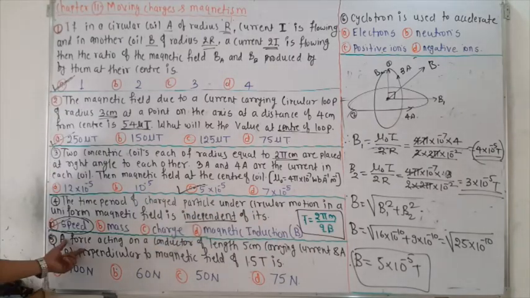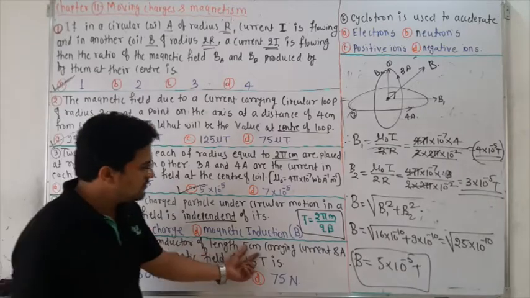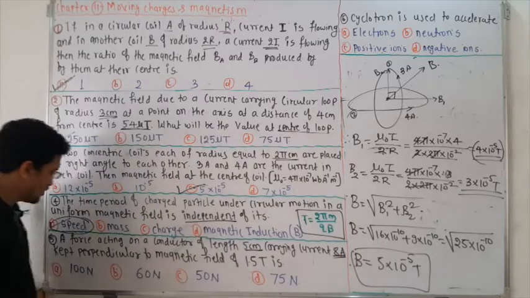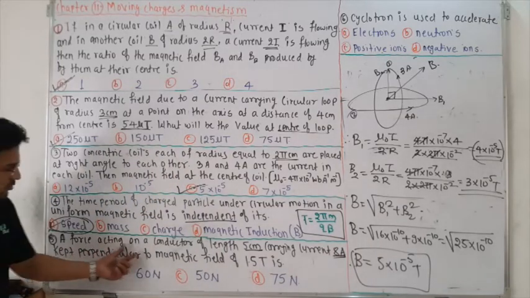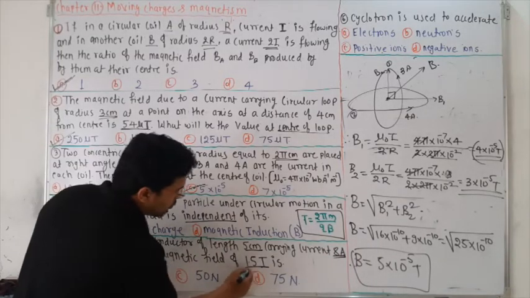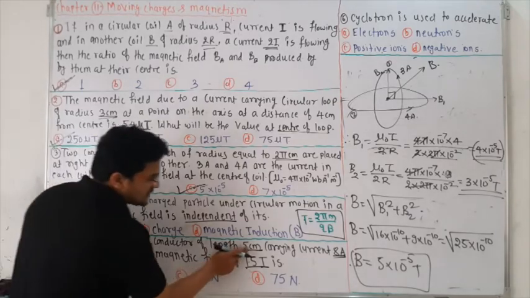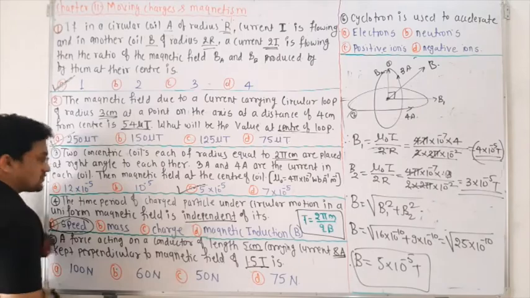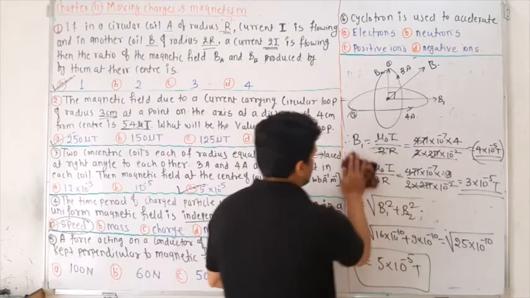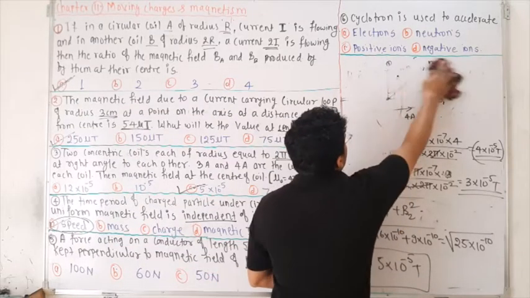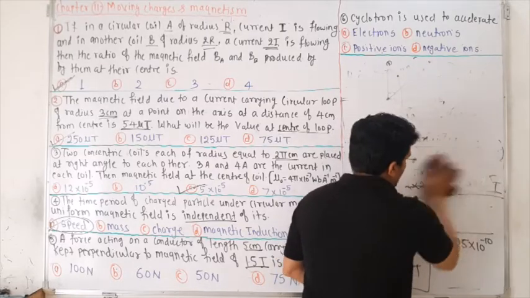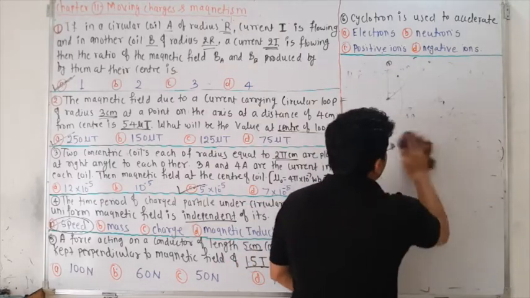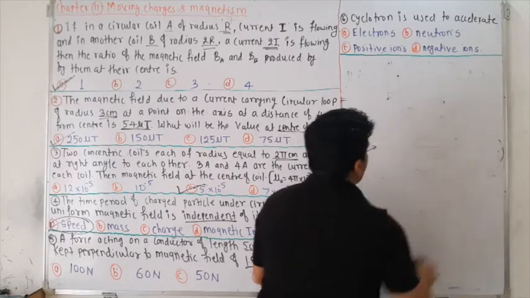Next is a force acting on the conductor of length 5 centimeter carrying a current of 8 ampere, kept perpendicular to the magnetic field of 1.5 Tesla. So length is given, I is given and the magnetic field is given. You have to just find out what? Force. Okay, so it is nothing but the force on the current carrying conductor placed in the magnetic field.